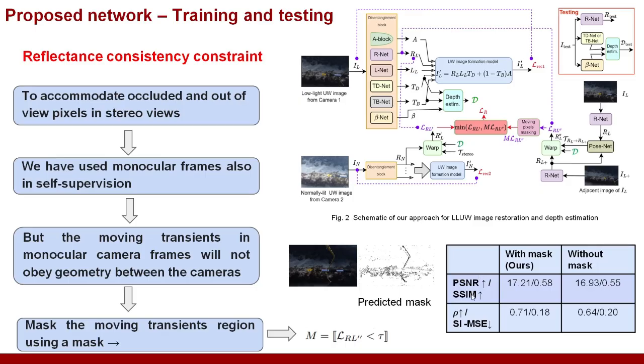So this is PSNR, SSIM and RMSE or SIMSC. This is the depth quality metric and this is the image restoration quality metric. So with mask and without mask, we can see that our method has higher metric values.